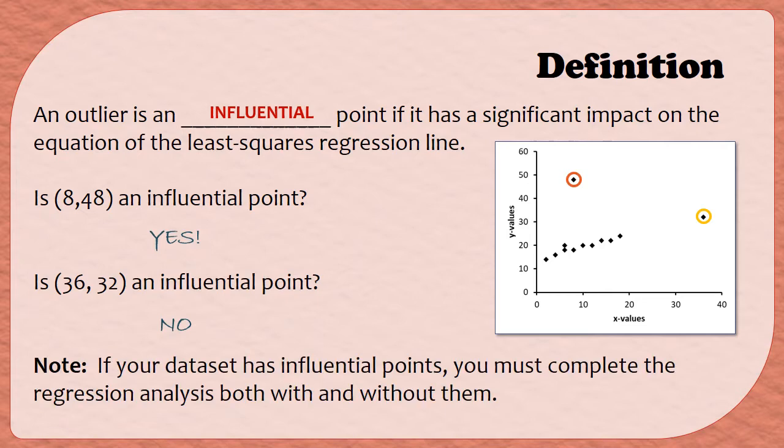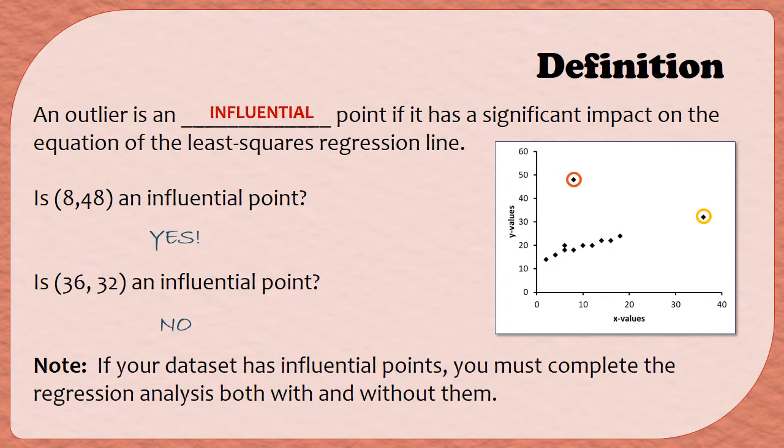The bummer is if your data set has influential points, you have to complete regression analysis both with and without them. So you need to do the regression, you need to find the y bar, x bar, sx, sy, r, the slope, and the intercept, and do all of that analysis twice for this particular data set. If both of these points had been influential, I might have to do it up to 4 times. Once for the full data set, once with the red dot but not the yellow, once with the yellow dot but not the red, and once without either one. So that would be a lot more work if we were going to be analyzing this data set further.